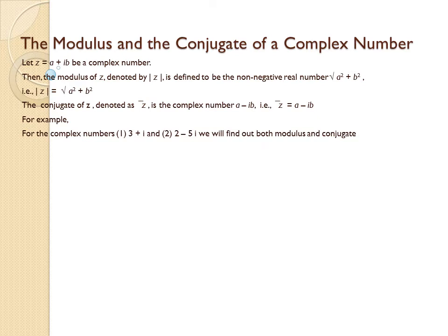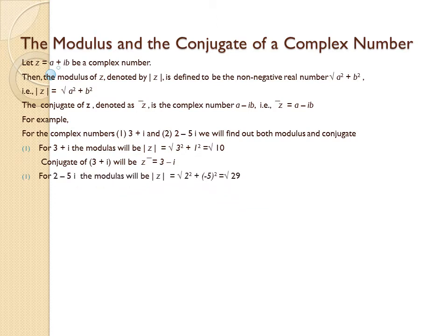For the complex numbers 3 plus i and 2 minus 5i, we will find both modulus and conjugate. For 3 plus i, mod z equal to root over a square plus b square, a equal to 3, so 3 square, plus b equal to 1, so 1 square, equal to root over 9 plus 1, equal to 10, so root 10. The conjugate of 3 plus i is just 3 minus i. That's it.